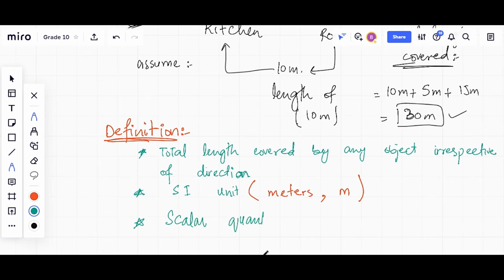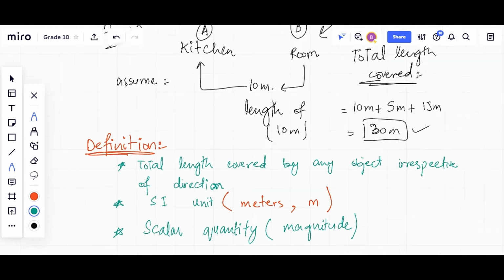And why is it a scalar quantity? Because, as we mentioned in the definition, we are not talking about direction here. Scalar quantities only mention the magnitude. Here our length only mentions the magnitude, how much length we have covered, that is 30, 40, 100, 120, 1000 meters. These are the only numbers we are giving here. As far as only magnitude is mentioned, that quantity is considered a scalar quantity. So this is the first topic of today's section, which is distance.